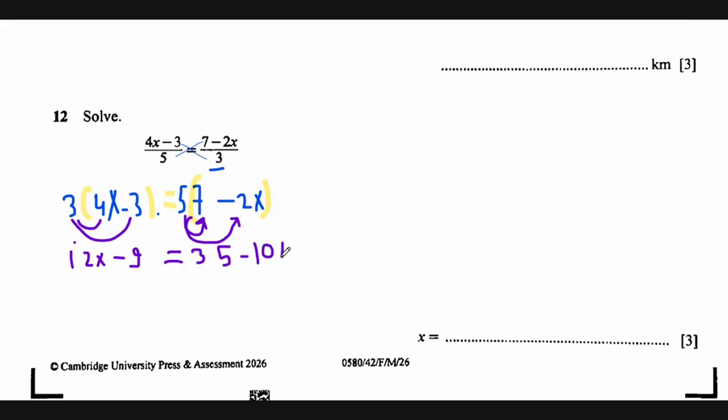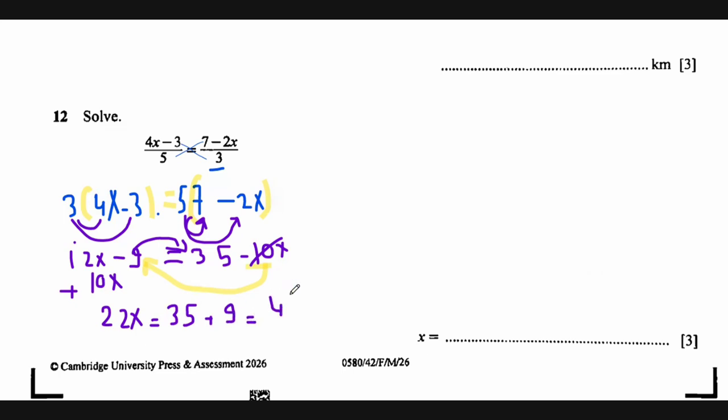And now it's time to merge the x's. I recommend to get the negative and put it with the positive here. So now we have plus 10x. Here we kick it and get the 9 there. So here it will be 22x equal to 35 plus 9, which equals 44.